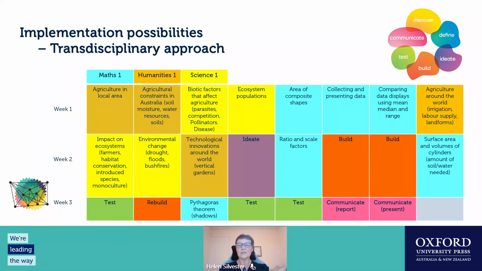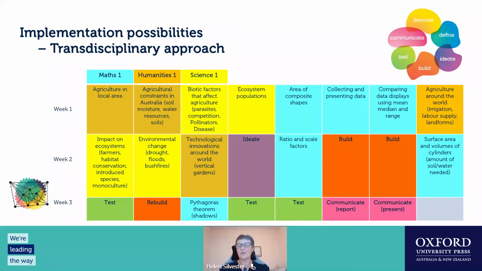Then if you're going to start evaluating particular areas, you need to look at area of composite shapes. You need to collect data. You need to be able to display that data effectively. Then you start looking at agriculture around the world, the whole environment. And you can see you're providing a lot of that discovery section of it by covering those key curriculum points. Then you have some ideation. You have some ratio and scale factors because whatever they build, they have to think about ratio and scales.